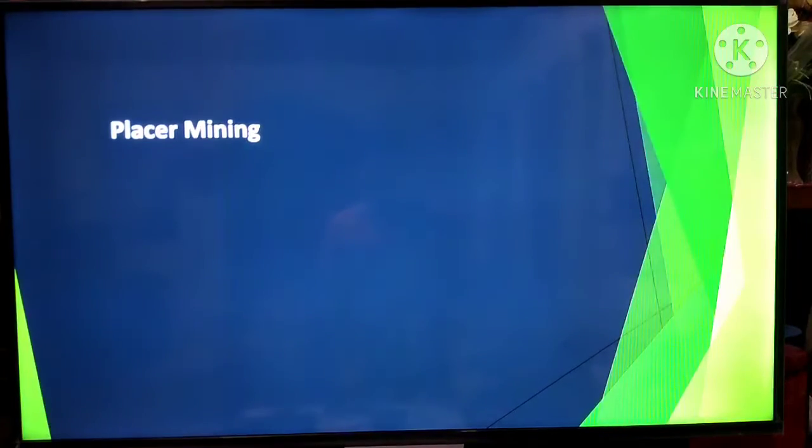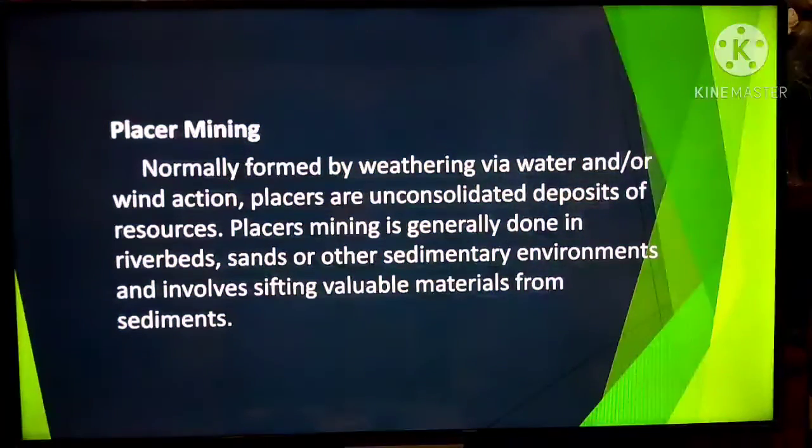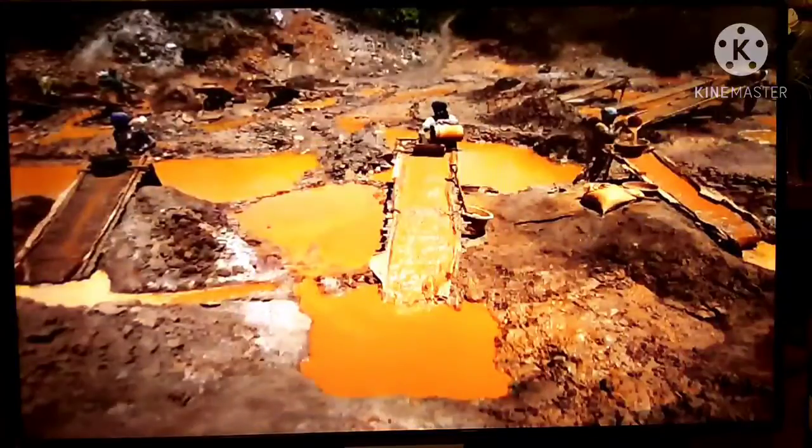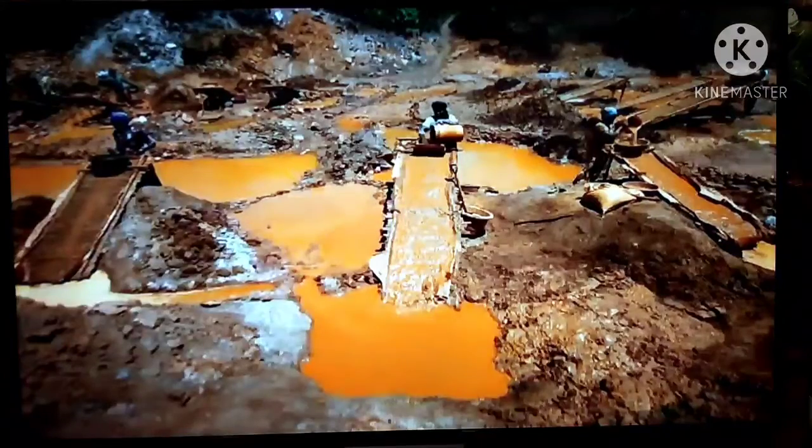Next is placer mining. Normally formed by weathering via water or wind action, placers are consolidated deposits of sources. Placer mining is generally done in riverbeds, sands, or other sedimentary environments and involves sifting valuable materials from sediments. And this uses sifting equipment like what we are seeing on the screen.